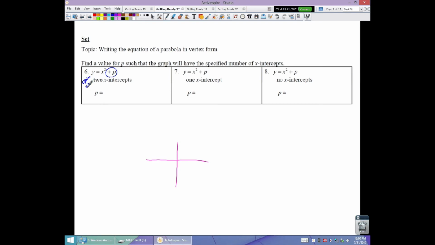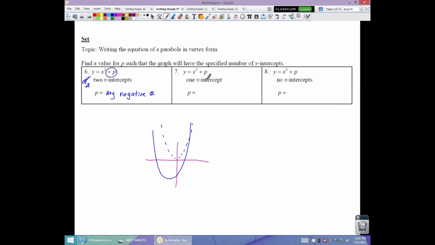So what type of graph do I need that would open up and still have 2 x-intercepts? Well, it would have to look something like that. So that means it would have to have moved from this parent graph, which we know has a vertex on 0, 0. It would need to have moved down. Okay, so the only way to make it shift down is to put some negative number for p. So you will choose, it just says find a value for p. Any negative number would do. It doesn't have to be a whole number. You can have -2 or -2.7 or -1/3.